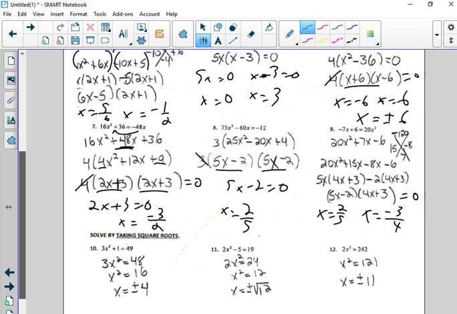And again, on this one, don't move the 20x over, x squared over, even though it's only one move. Keep your x squared positive. So put this over, make it positive. Put this over, make it negative to make your life easier.